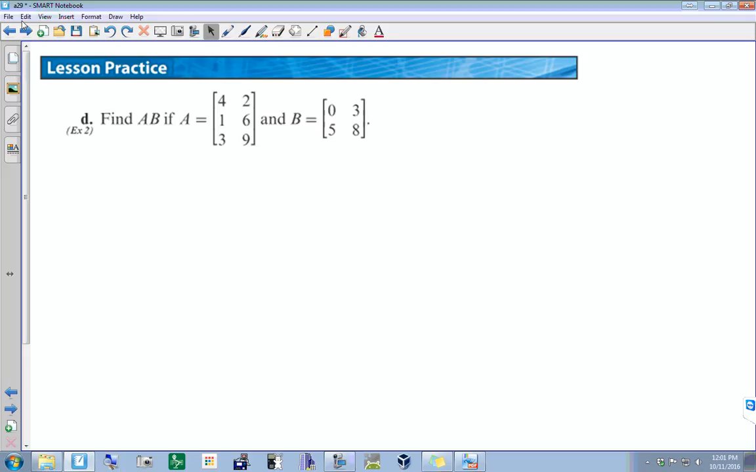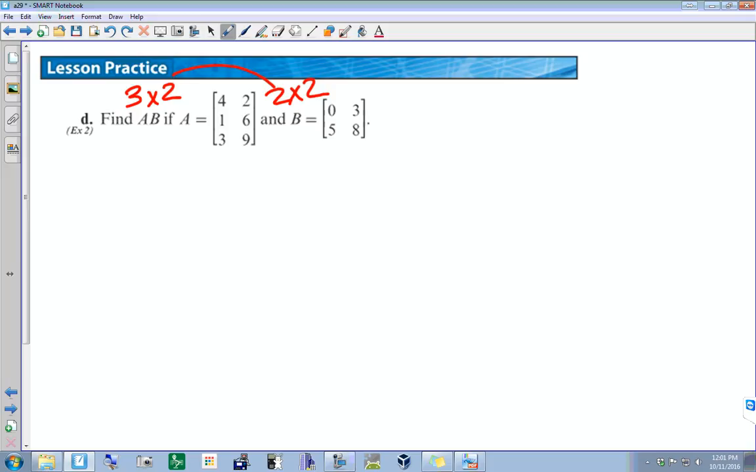All right. Does anybody believe that they have the correct answer for the matrix? So, I'm going to start off here. First offhand, can I even do this? Rows by columns. So this is a 3 by 2. This is a 2 by 2. So, can I even multiply them together? The answer is yes.